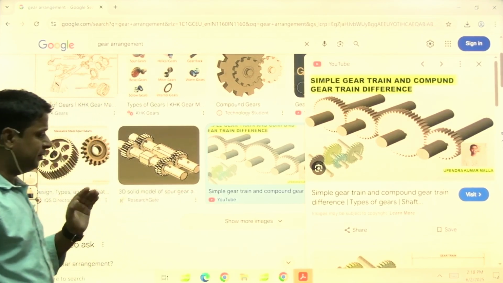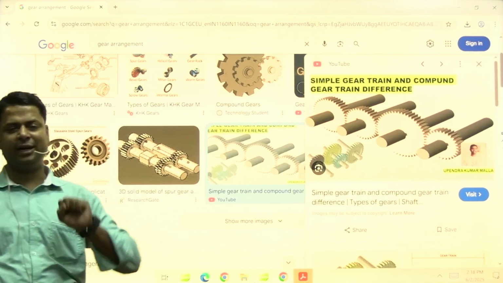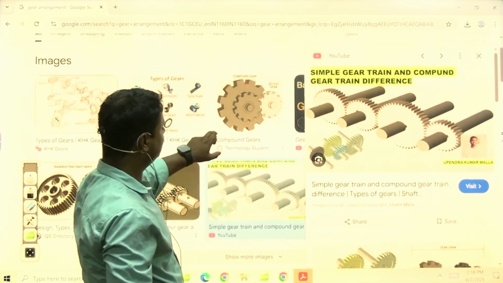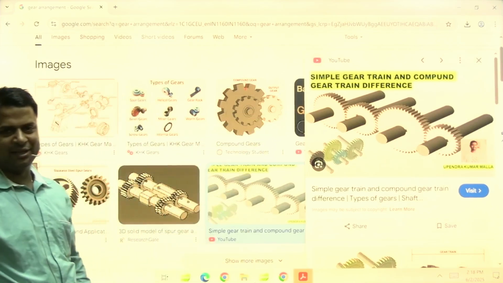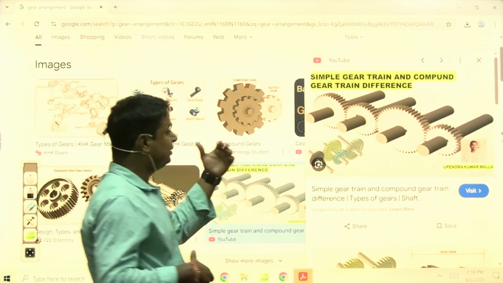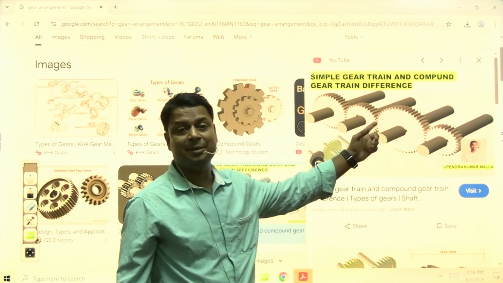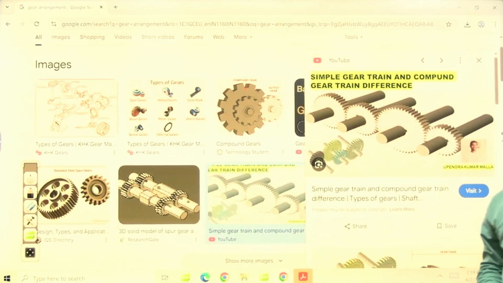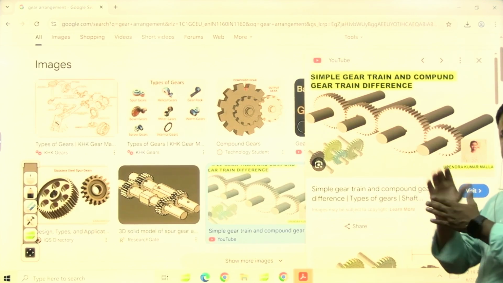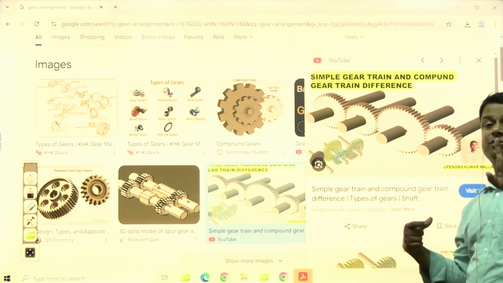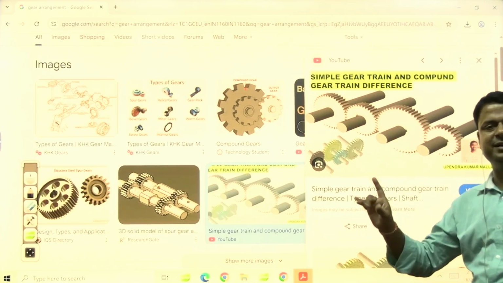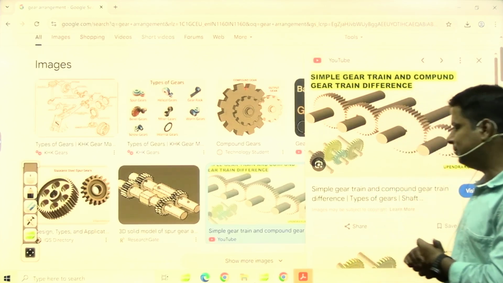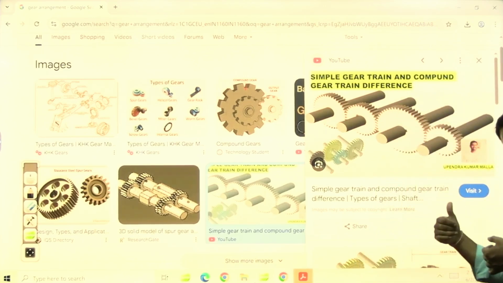Another beautiful thing about gears is that if two shafts are connected by gears like this, the motion is in opposite directions, and if three shafts are connected, the motion is in the same direction. It means if there is an odd arrangement, odd gears between the two shafts, the motion of first and last will be the same. If there are even gears between the shafts, the motion of first and last will be opposite.